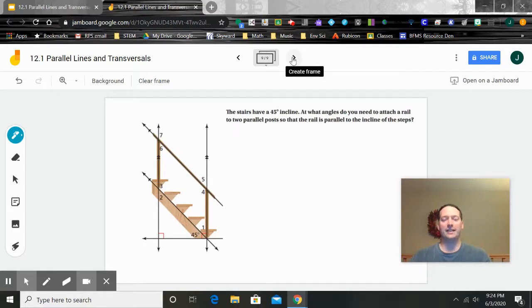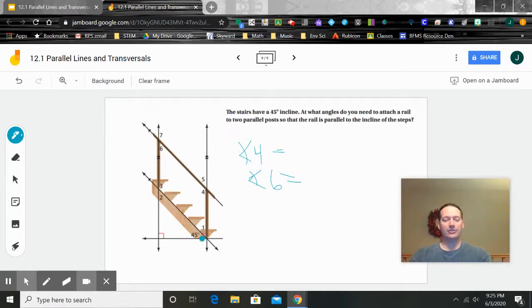So the stairs have an incline of 45 degrees. At what angle do you need to attach your rail to two parallel posts so that the rail is parallel to the incline of the steps? Okay, so they want us to find this angle and that angle, 6 and 4. Angle 4 and angle 6. So we're going to have to use what we learned to try to figure out the degrees.